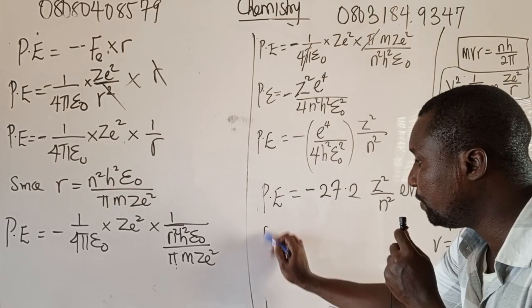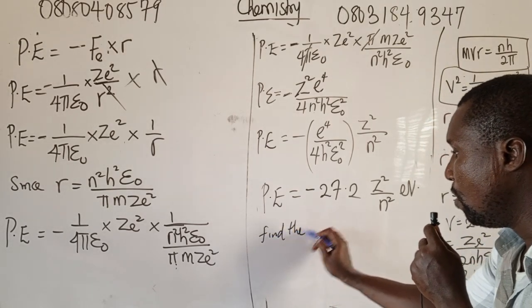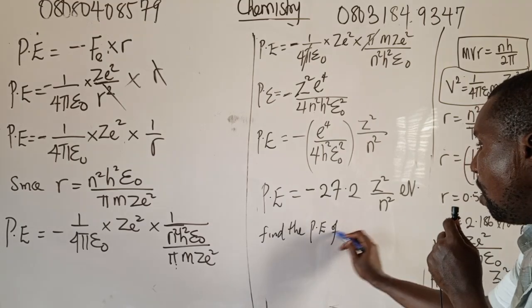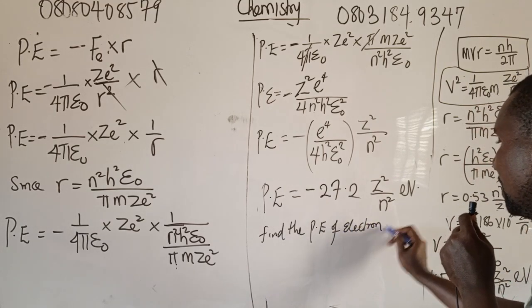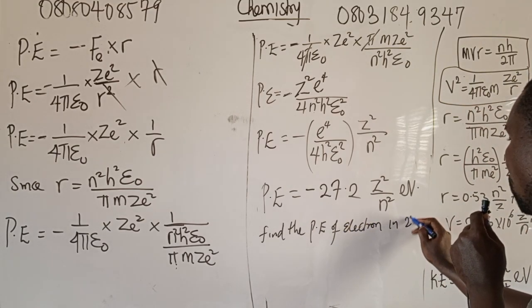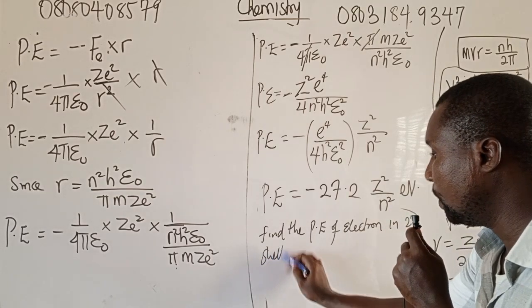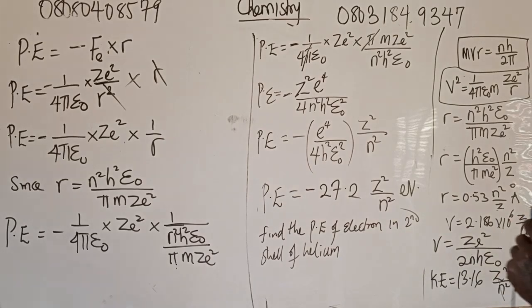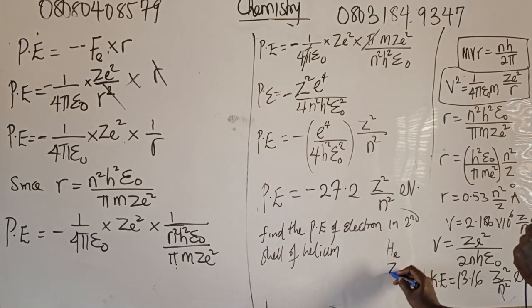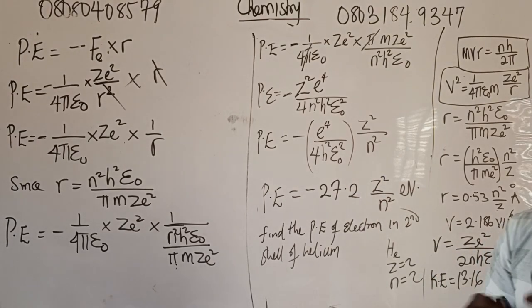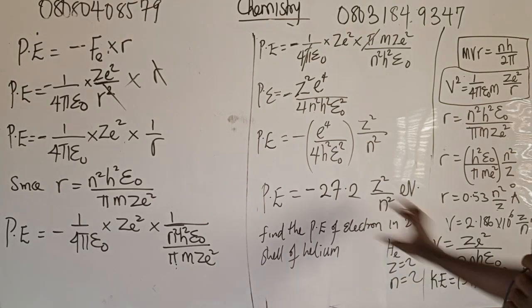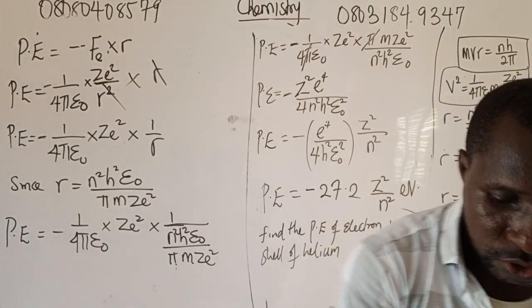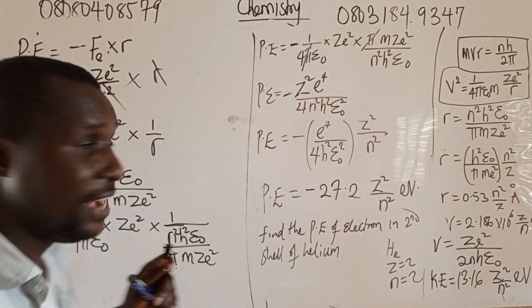You can say, find the potential energy of an electron in the second shell of helium. Very simple. This is the formula. Helium atomic number is 2. Second shell, n is 2. Put in everything here, you get your answer. Please do that on your own. Pause the video. Write the formula for potential energy. Write it down. Then let us go to the last one for today, which is total energy.